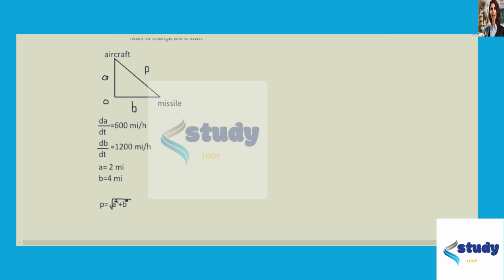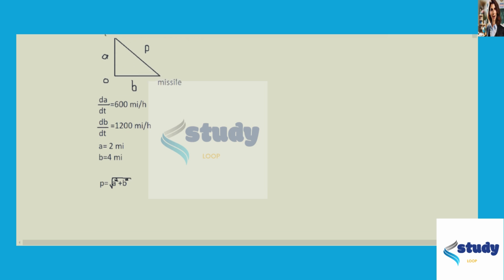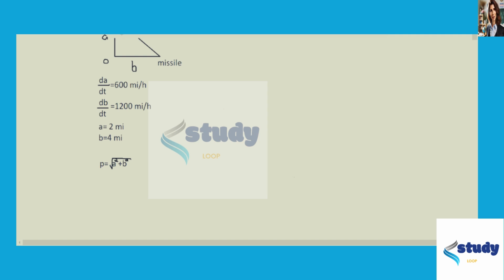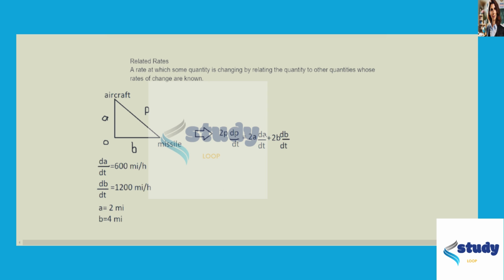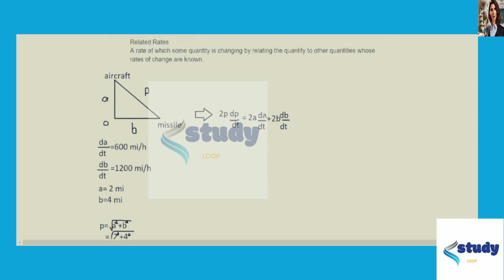So in order to determine P, we use the trigonometric identities. So P equals the square root of A squared plus B squared, or equals the square root of 2 squared plus 4 squared, or equals the square root of 4 plus 16, or equals the square root of 20. Simplifying this, we get 2 square root of 5. Now we express it from the given, from that triangle.